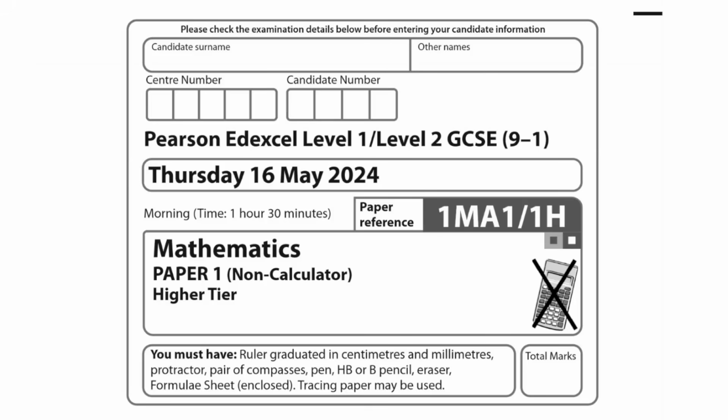In this video, we will be looking at the Edexcel June 2024 Paper 1 Higher Tier Past Paper. This is a non-calculator paper, so make sure that you've practiced answering all the questions, also without a calculator.